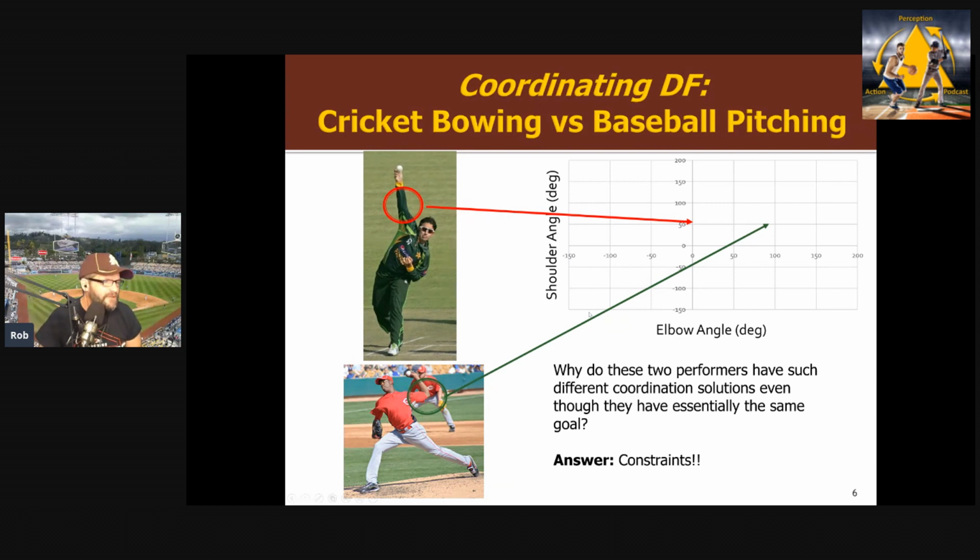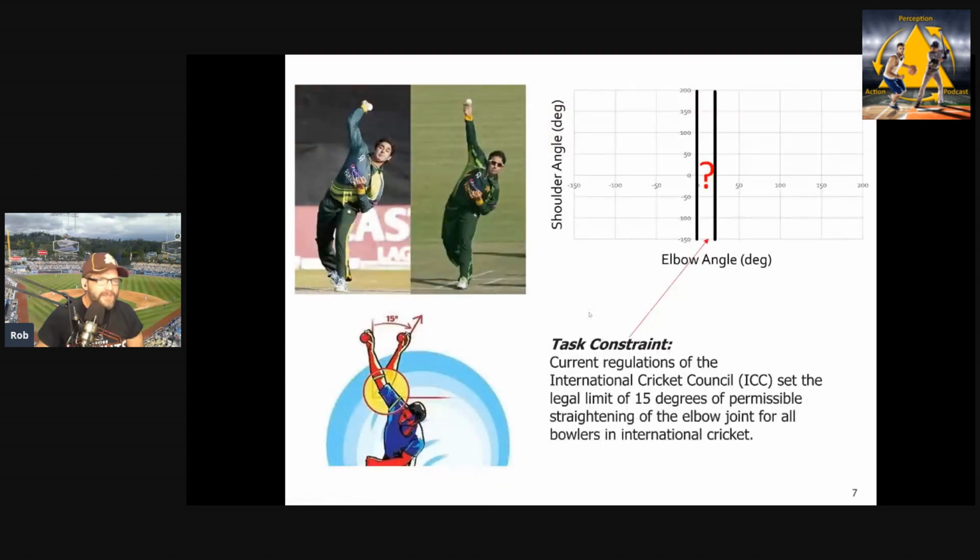So if you look at cricket, within cricket, there is an additional task constraint imposed by the rules, right? The regulation of the rules in cricket are that you're not allowed to bend your arm, okay? Essentially, you're allowed to have a bend that's considered natural, which is about 15 degrees. Anything beyond that is going to be an illegal bowl, an illegal pitch, and it won't be counted, right? So cricket has this additional task constraint imposed on it that baseball does not.